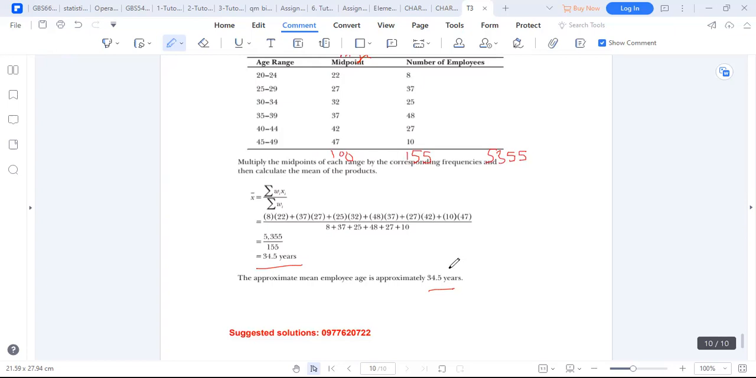So this is how this tutorial sheet was supposed to be answered. I will send you homework to do on these very questions. Unless there are any burning questions, you could ask now.